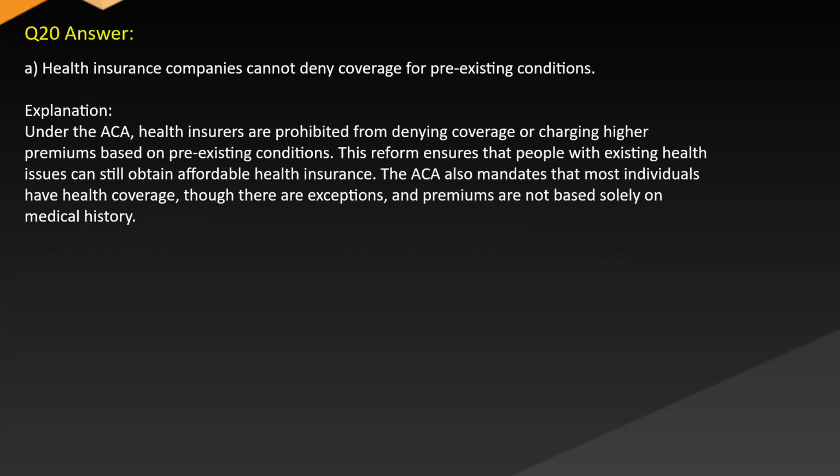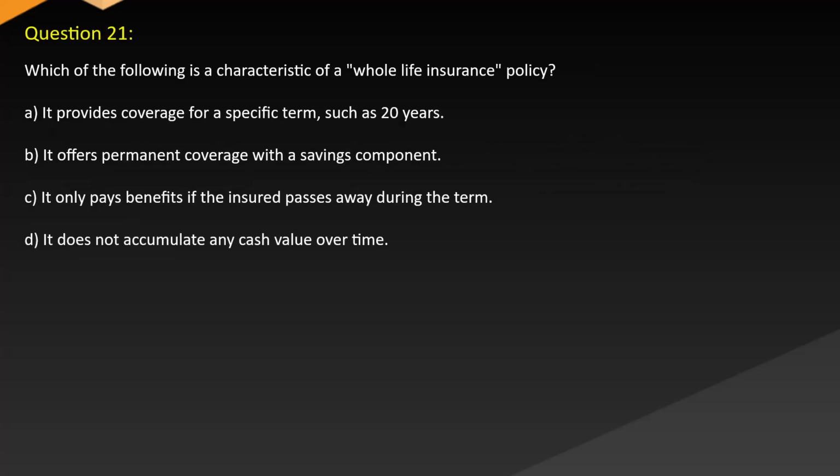Answer: A. Health insurance companies cannot deny coverage for pre-existing conditions. Explanation: under the ACA, health insurers are prohibited from denying coverage or charging higher premiums based on pre-existing conditions. This reform ensures that people with existing health issues can still obtain affordable health insurance. The ACA also mandates that most individuals have health coverage, though there are exceptions, and premiums are not based solely on medical history.